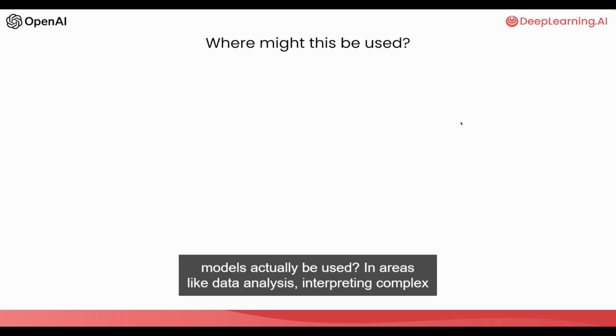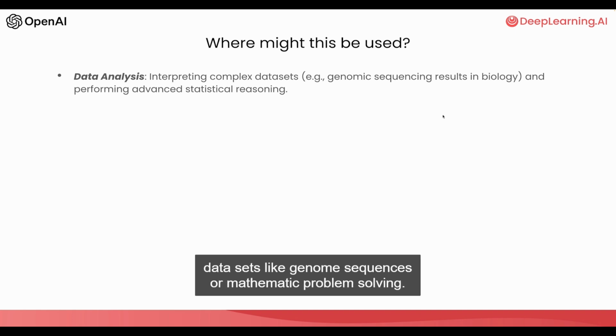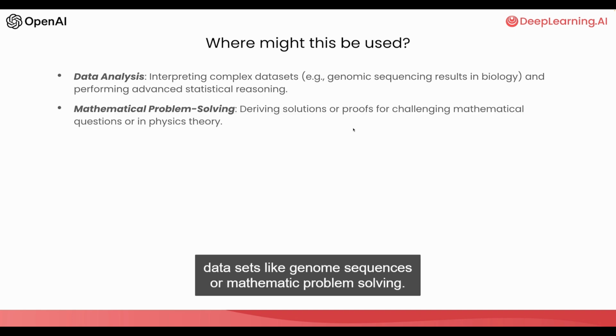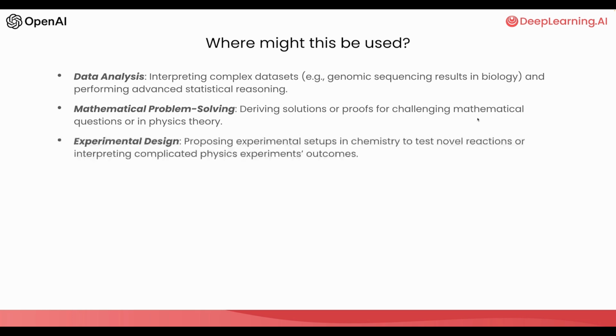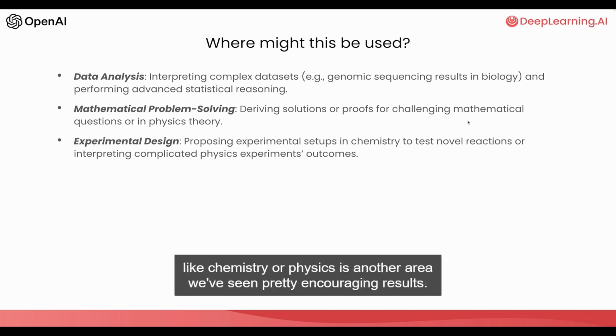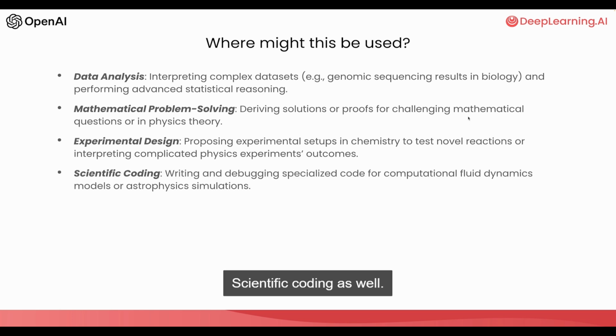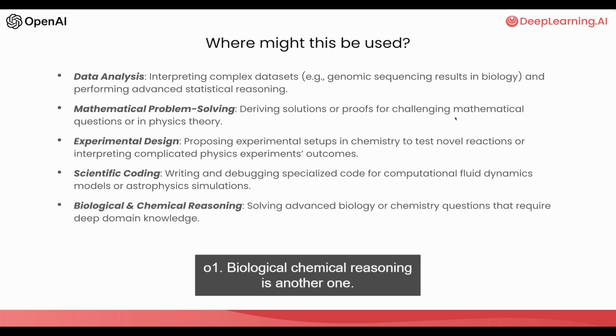So where might the O1 models actually be used? In areas like data analysis, interpreting complex data sets like genome sequences, or mathematical problem solving. We've seen a ton of benchmarks here, but this is an area where we really see a step change in performance versus the previous family of models. Similarly, experimental design, so coming up with innovative approaches for niche domains like chemistry or physics, is another area we've seen pretty encouraging results. Scientific coding as well. You'll notice a common theme here, a lot of STEM subjects, a lot of math, a lot of coding that we're seeing great use cases for O1.